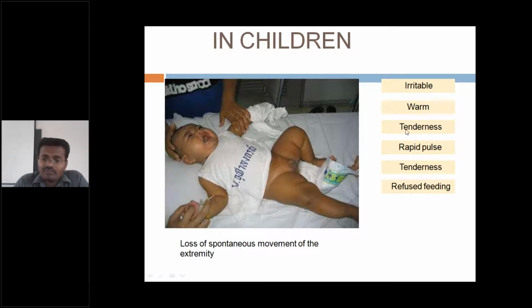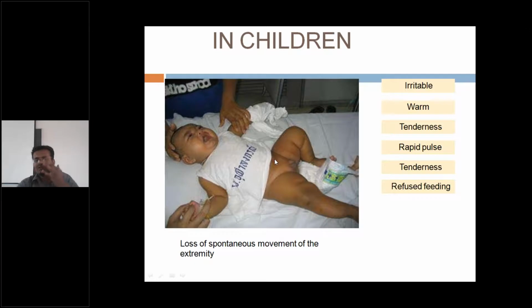They will be warm, with tenderness and rapid pulse. They will not feed, will not eat anything, and cannot move the limb. And if you see this hip, it is in a position of flexion, abduction and external rotation. As compared to the other limb, there is flexion, abduction, and it has got externally rotated.